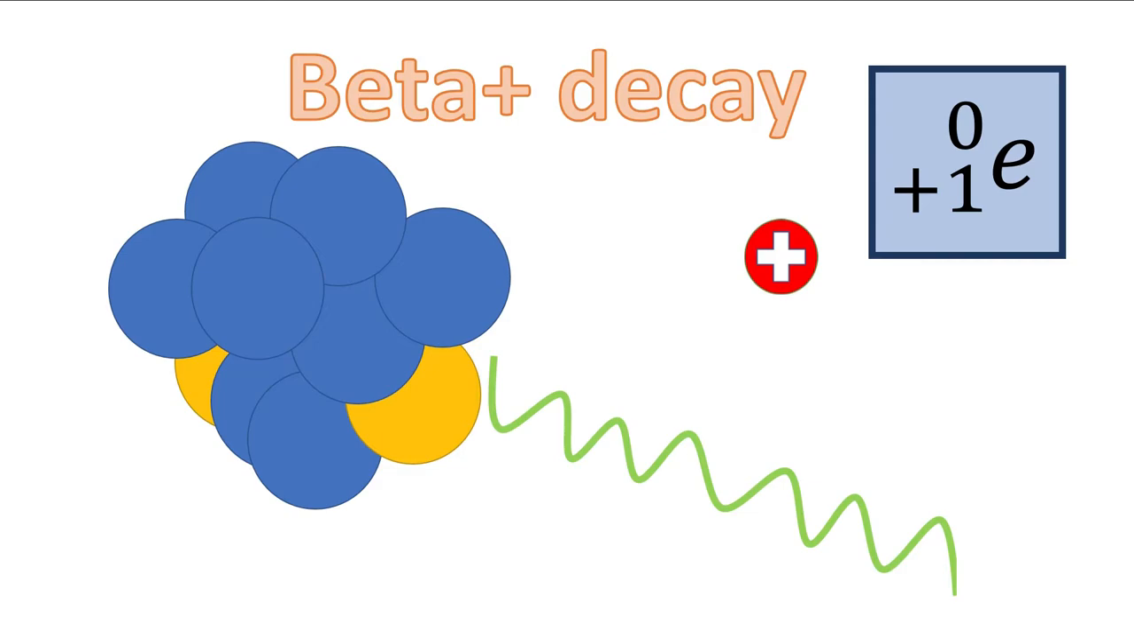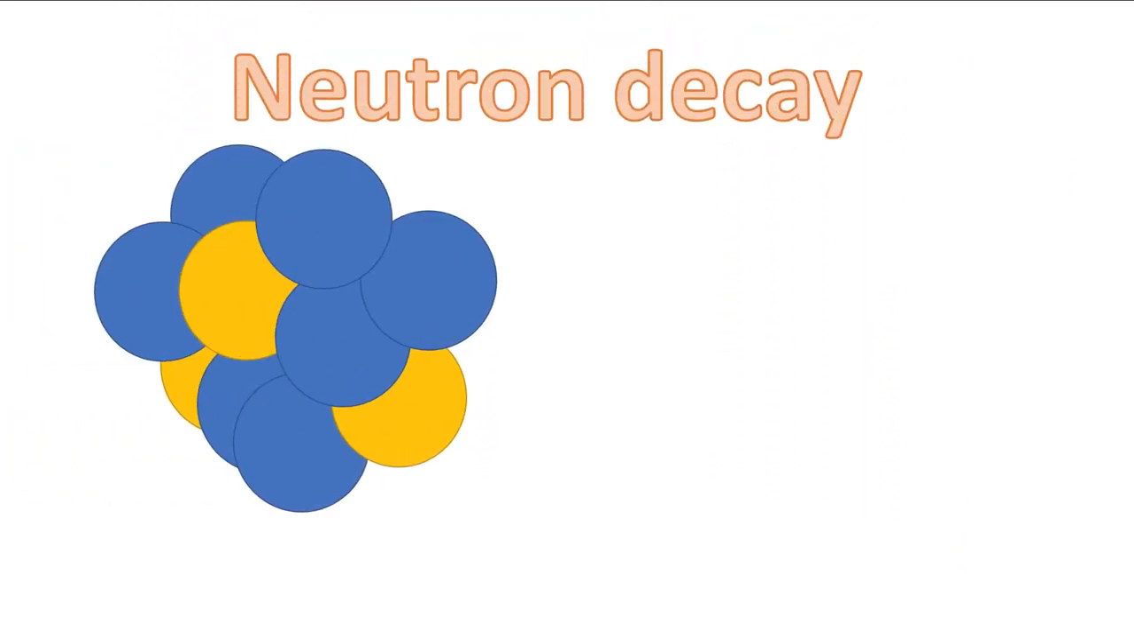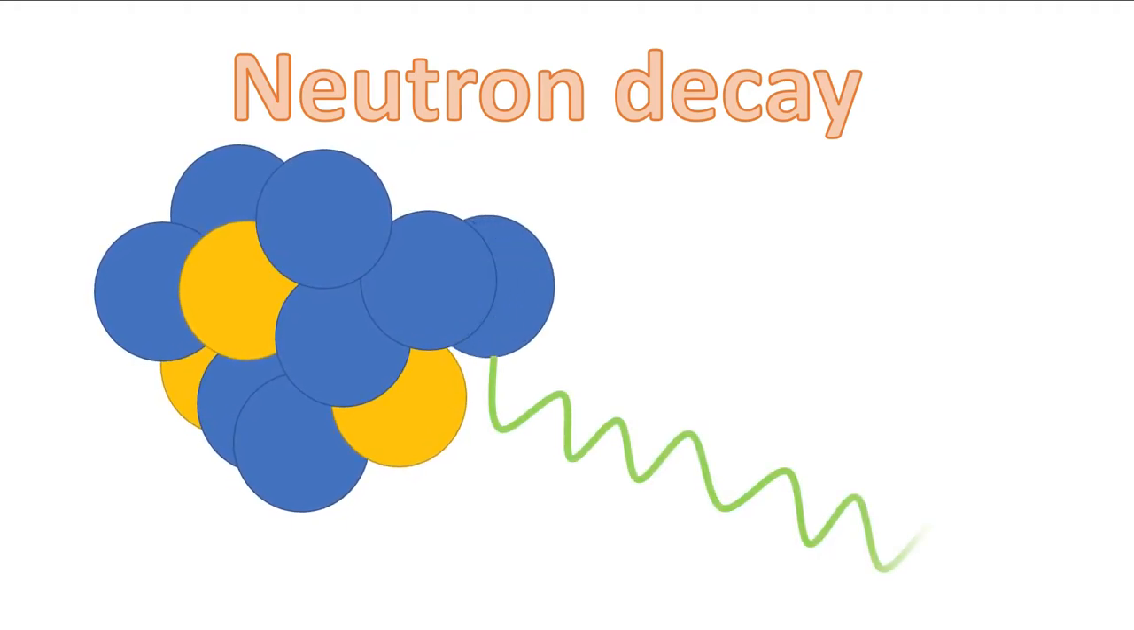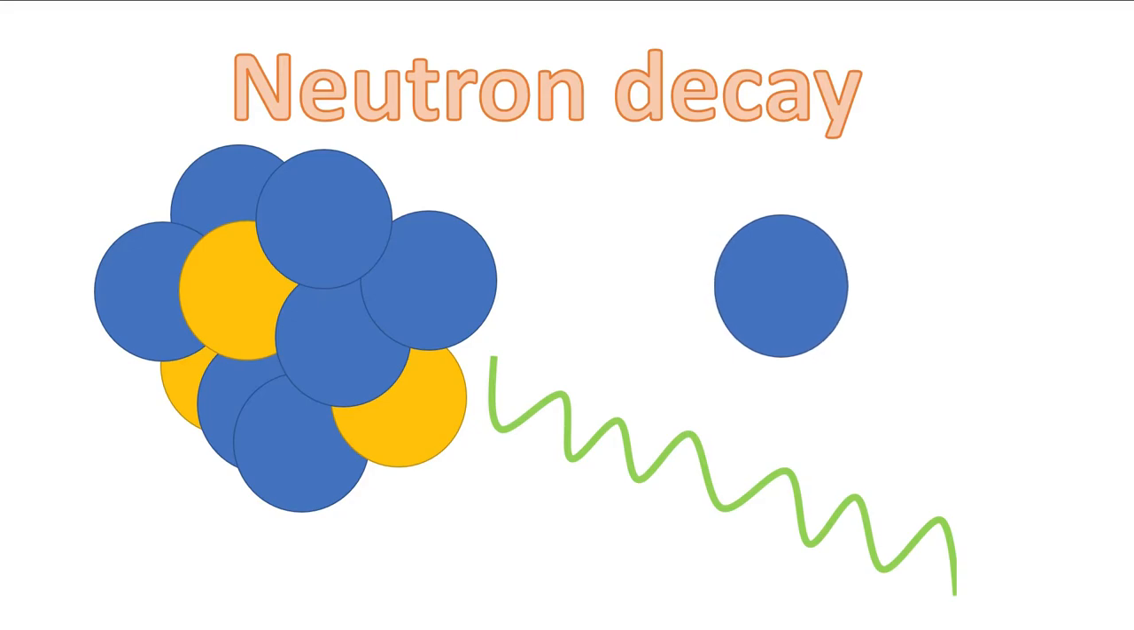Let's take a look at neutron decay. Again, neutron decay happens inside the nucleus, but this time when it becomes unstable, a neutron is released along with the gamma radiation. Neutrons have a mass of 1 and there is no charge associated with a neutron.